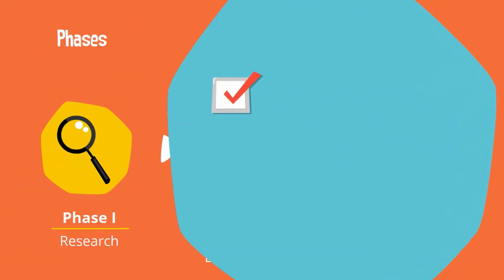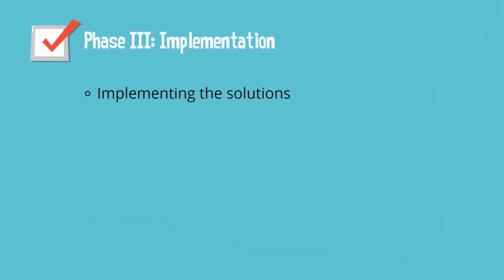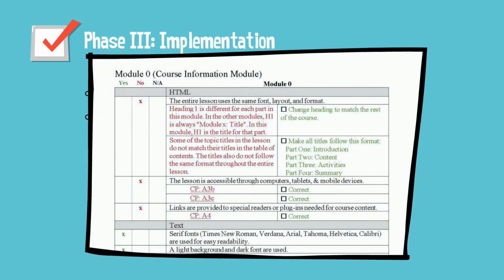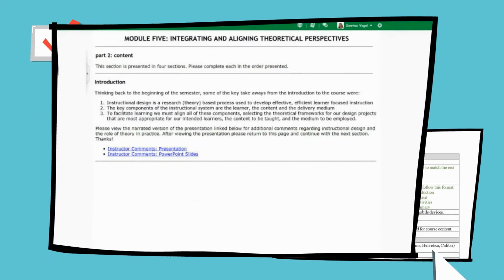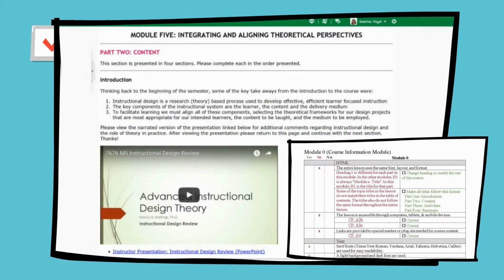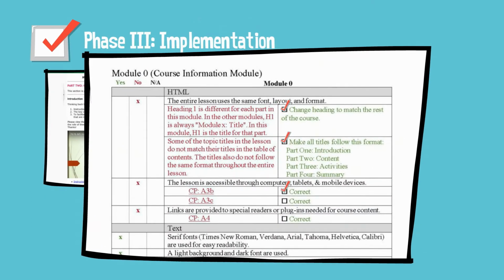the compliance issues. Phase 3 involved implementing the solutions and correcting the compliance issues. This is where the detailed checklist came in handy, because I was now able to use it to go into the course, correct the issues, and then check them off the list. The detailed checklist helped ensure that nothing got missed.